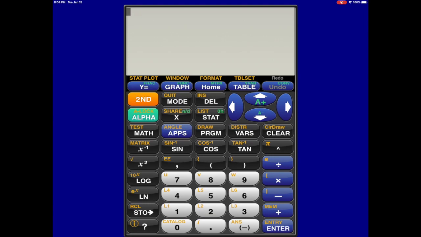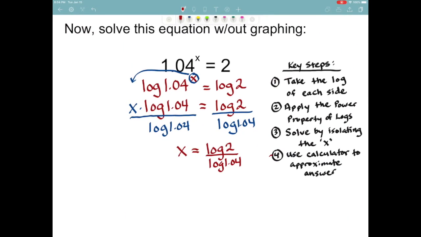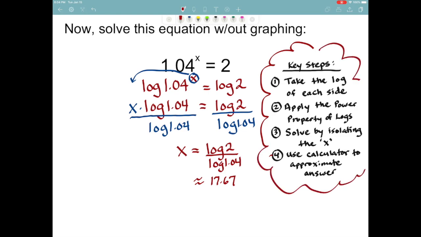So we said that we were going to do log of 2, and I'm going to divide it by log of 1.04. We hit enter here, and you'll see that we get 17.67 again. So this is approximately 17.67, the same thing we got when we graphed it. So this is pretty much the key steps for solving these exponential equations.